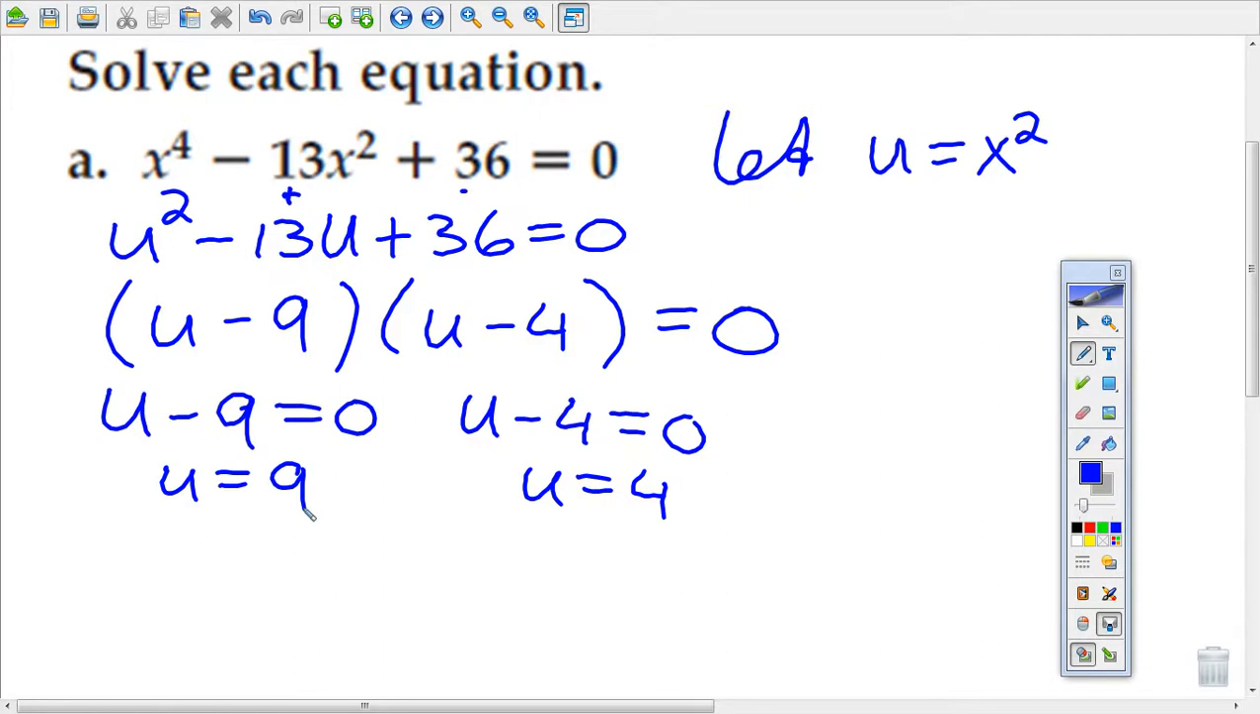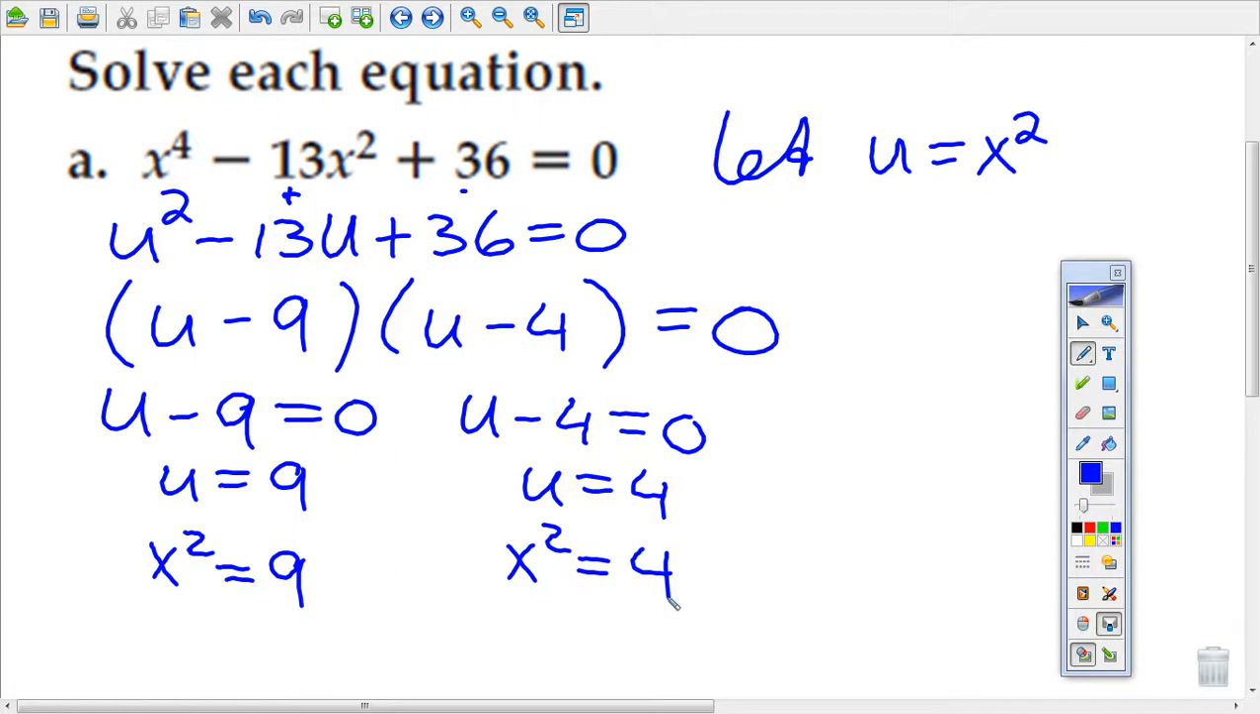We don't care about u. No offense. What do we care about? X. So what do we do? Well, you let u equal x squared, so you got to plug it back in. X squared equals 9. X squared equals 4. How many solutions do I expect to get here? No. 4. What's the degree? 4. I expect to get 4.